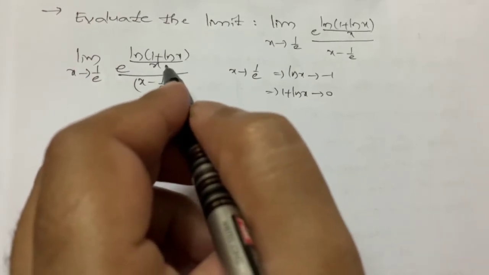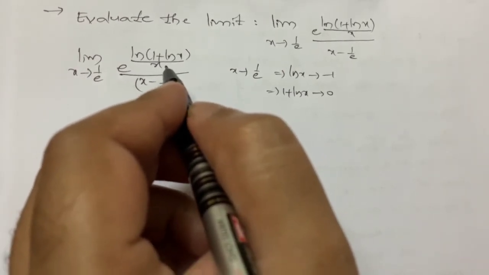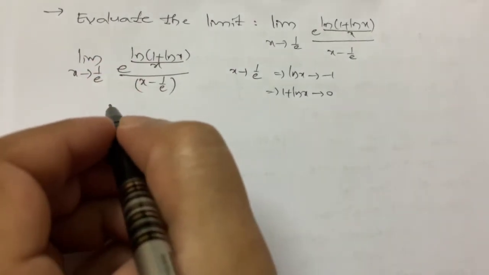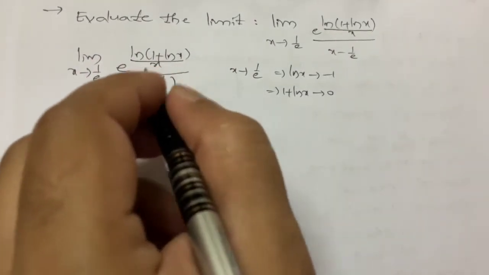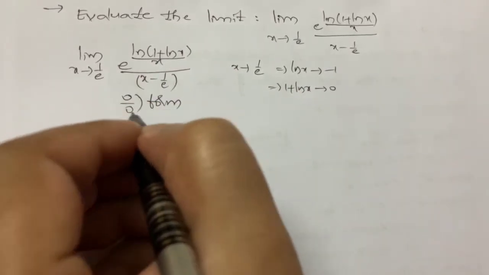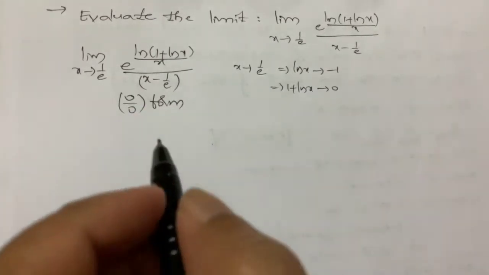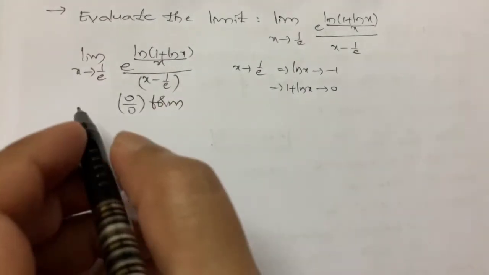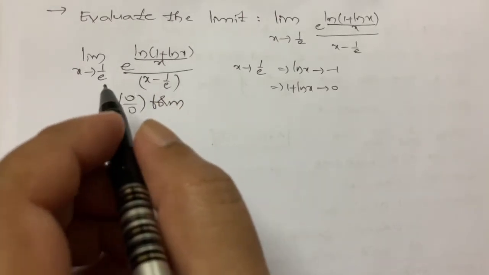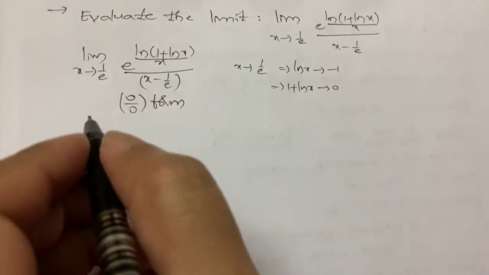So this is a 0/0 form, and we cannot directly evaluate the limit. Substituting x equal to 1/e, we get a 0/0 form. So what we do is try to transform this limit into some limit which can be evaluated.